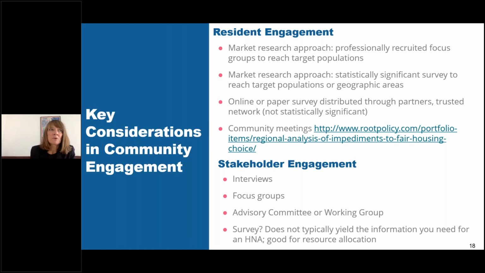An online or paper survey distributed through partners. The first one we typically do without clients. The second one, a statistically significant survey, is where you would use a random sample. We hire professional firms to call landlines and cell phones and administer a survey that we work with our clients to develop. If you want to understand what people's housing preferences are, which is a little bit different than needs, then I would recommend using that approach.